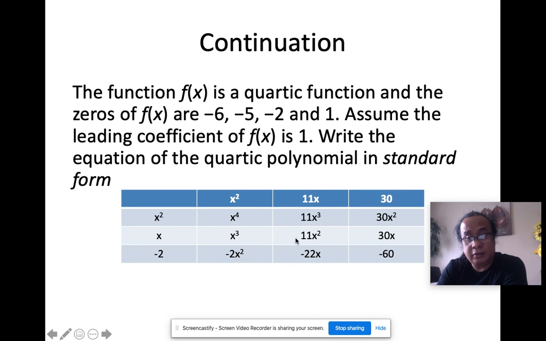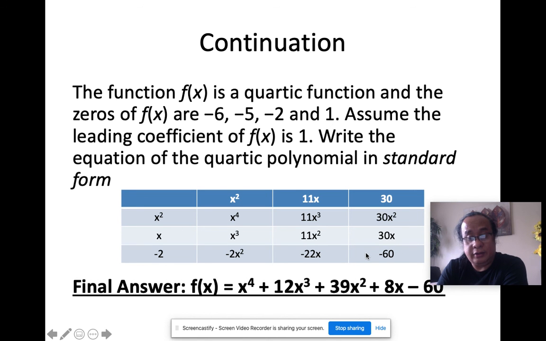Then I'm going to collect terms. So x to the 4th is alone. Then x cubed is 11 and 1, that gives you 12. Okay. And then for x squared, you have 30 and 11, which is 41. 41 minus 2 is 39. And then 30x and 22x is 8x. And then minus 60. So that's why you get now this.